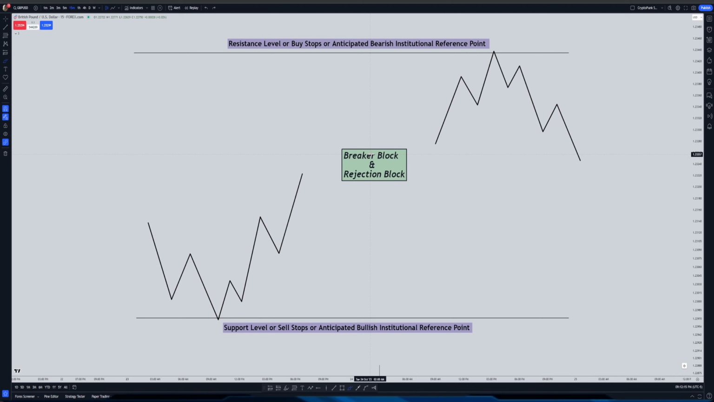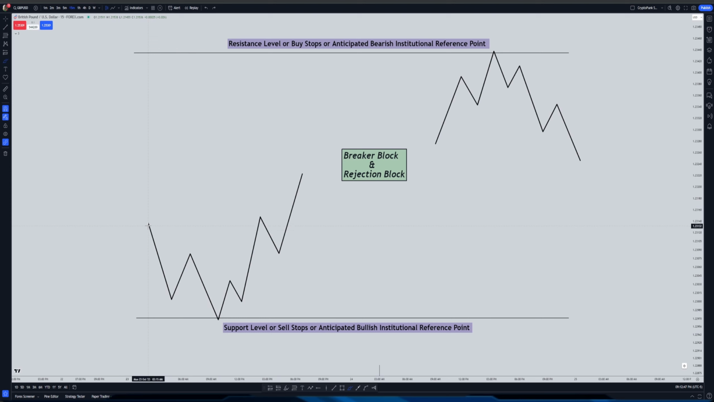Let's talk about the breaker block, and in this term I'm gonna talk about the bullish breaker block. So let's say you have a support level or a sell stop, or you can call it sell side liquidity level, or anticipated bullish institutional reference point. What that can be: a fair value gap, a volume imbalance, a liquidity void, things like that. Okay, that is aligning with your bullish daily bias or high time frame bias.